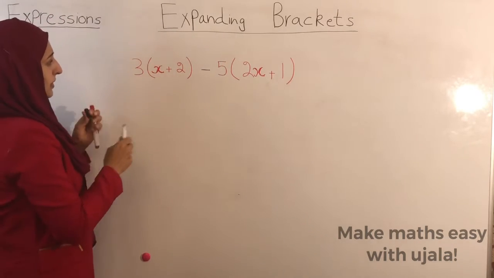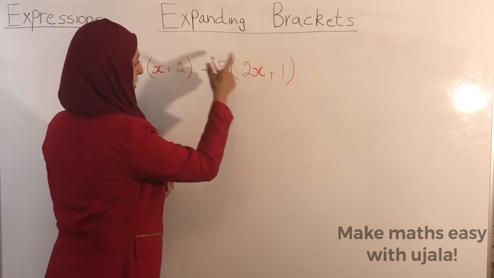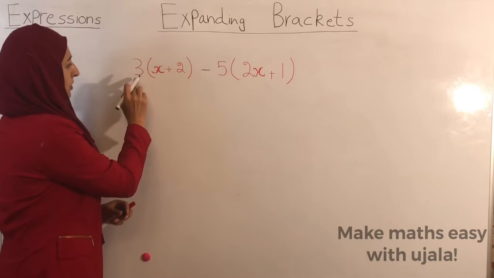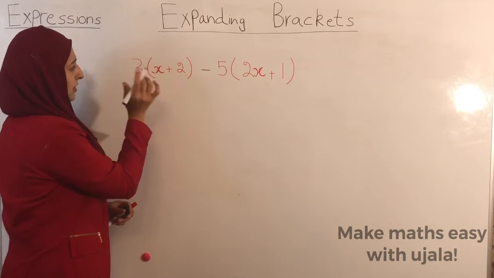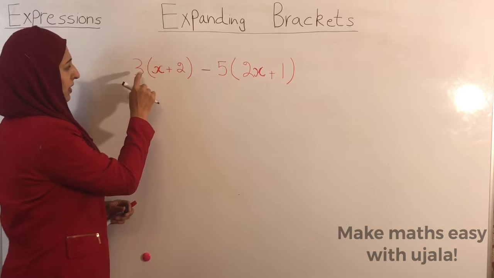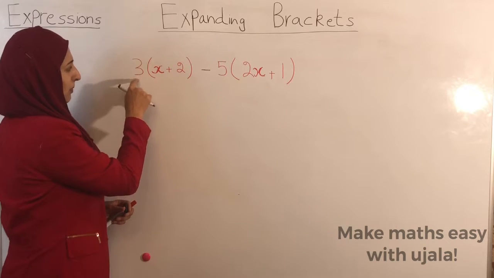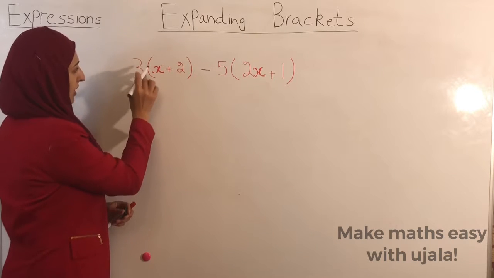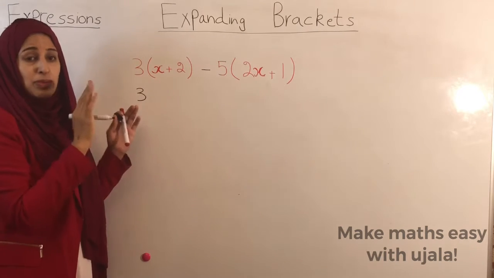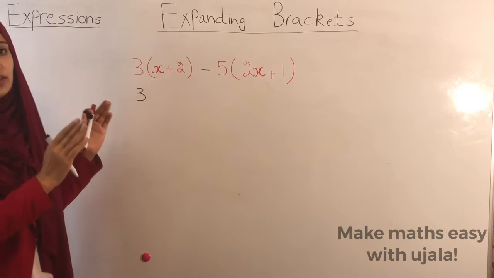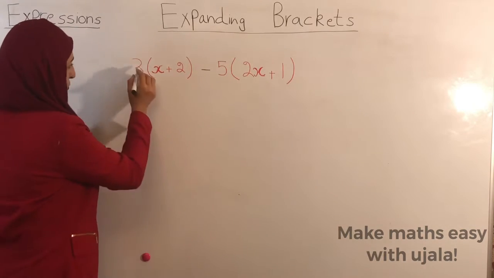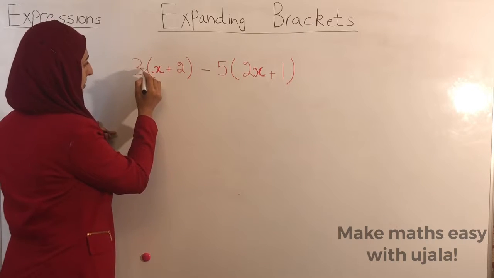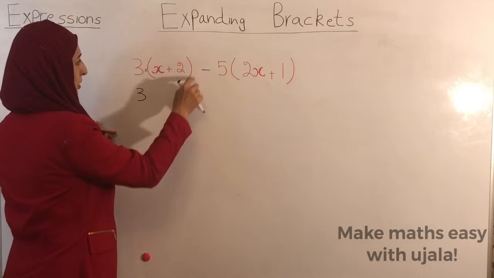So in this example, I've got two brackets with a sign in the middle. When we expand the bracket, we multiply the number outside with everything inside the bracket. So 3 is multiplying, because when there's no sign between a bracket and a number, there is always a multiplying sign. So it will multiply with everything inside the bracket.